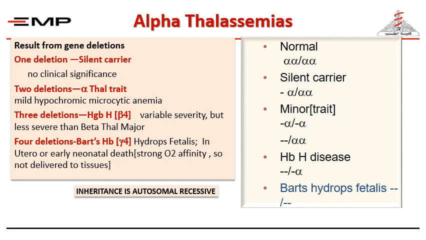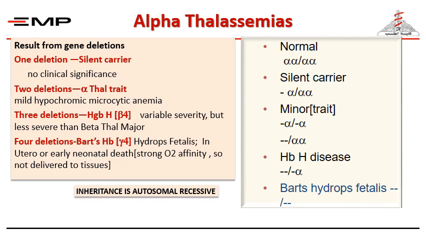The decreased production of alpha chains can result from deletion of one of these genes. If you speak of one gene deletion, this is a silent carrier of no clinical significance. But if there are 2 deletions, we get alpha thalassemia trait with only mild hypochromic microcytic anemia. If you have 3 deletions, it results in what we call hemoglobin H disease. Hemoglobin H is formed of 4 beta chains and can be seen on hemoglobin electrophoresis, with variable severity of chronic hemolytic anemia. It's more like beta thalassemia intermedia rather than beta thalassemia major.